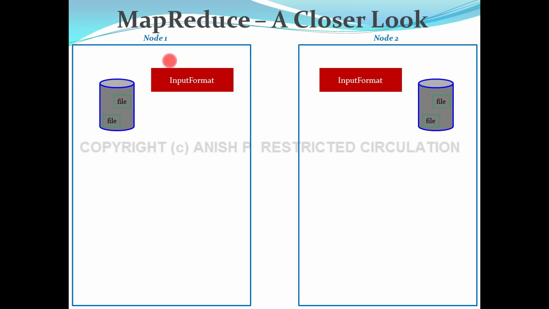It defines InputSplit that breaks a file into tasks. This is the responsibility of InputFormat, to define a split. What is a split? I'm just showing you in next few minutes. Apart from that, it is only InputFormat that provides the factory for the RecordReader object.